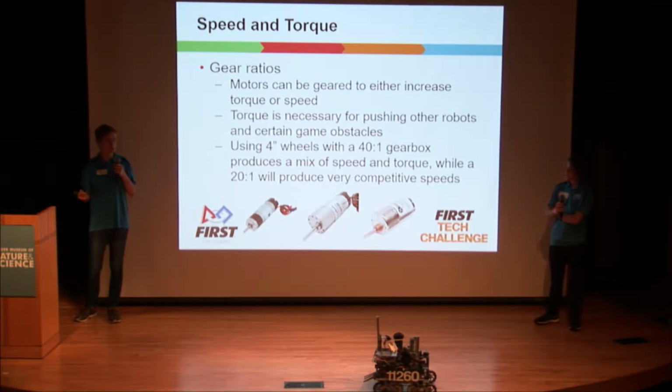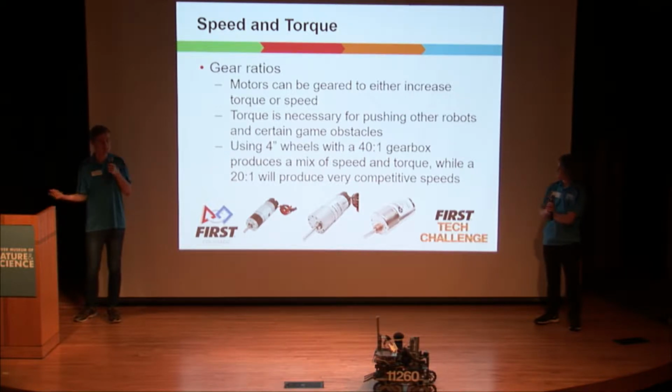So it's really important if you're driving over any difficult obstacles or if you're getting into any pushing situations with other robots and you need your robot to hold its ground. And otherwise, speed is very good for everything, makes everything you're doing faster. So 4-inch wheels with a 40-to-1 gearbox is a very common setup. It's a very even mix of speed and torque. And a 20-to-1 motor will have a very competitive speed.